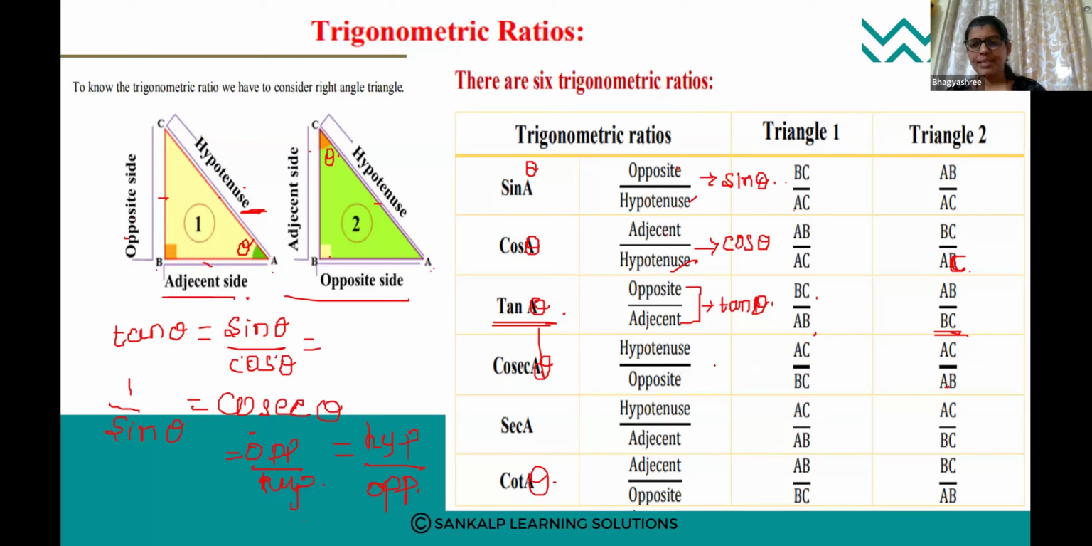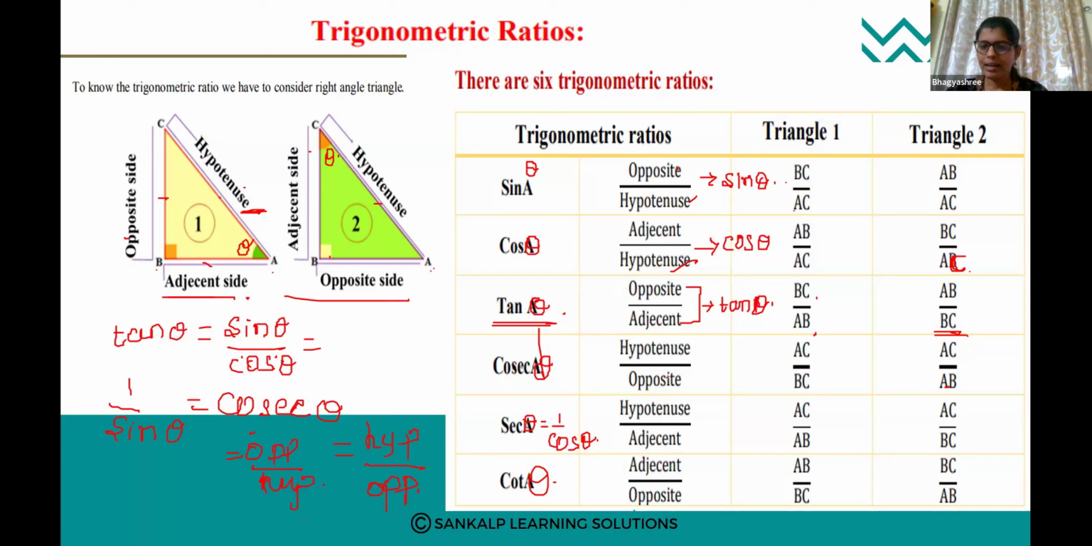Next one, secant theta. Cosecant theta, secant theta. The reciprocal of cos theta is called sec theta. Remember, 1 divided by cos theta is equal to sec theta. How can we write this sec theta? 1 divided by cos theta, the reciprocal of cos theta. If you exactly flip cos theta, hypotenuse divided by adjacent is equal to sec theta.